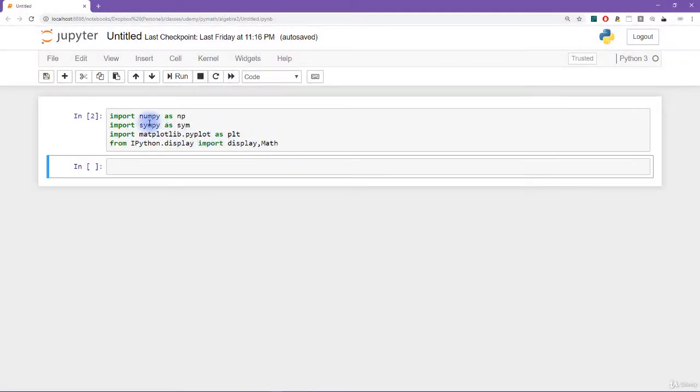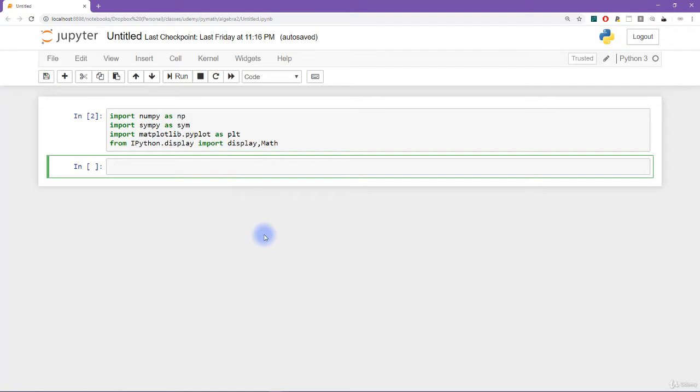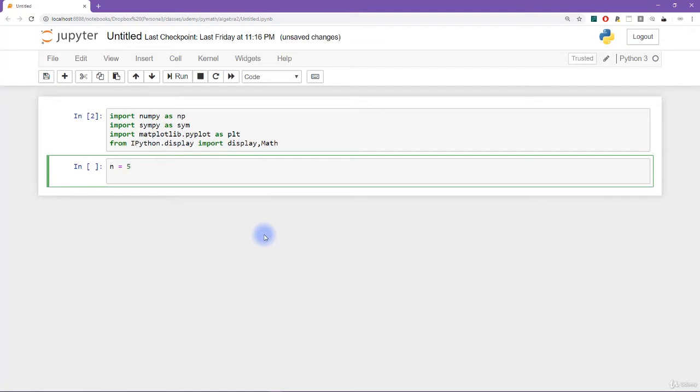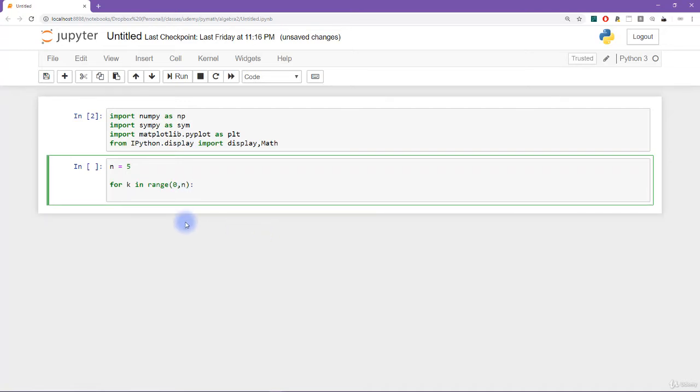In this video, we are going to be using several modules, including NumPy, SymPy, matplotlib.pyplot, and the functions display and math from the IPython.display module. Okay, so let's begin, and actually let's begin with n equals 5, since that's the number I was talking about in the slides. So what I'm going to do here is loop through for k in range 0 to n, and then compute the kth root of 1, and then print that out, and hopefully we will see that that equals the number 1. So let's call this variable root.